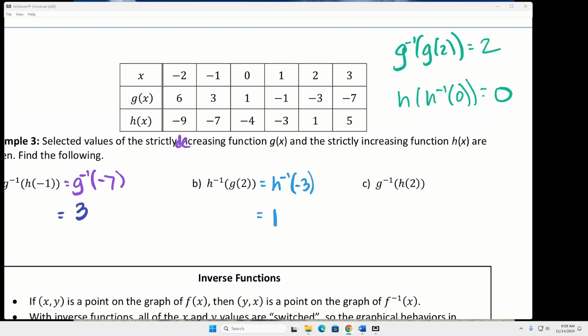What did you guys get? 0? This one's a little trickier. On some of the ones we were given, there wasn't an x of -7, so it was obvious you were going to do something different. There is a g of 1, but that's not what we want. We want what x value makes g 1, which is 0.